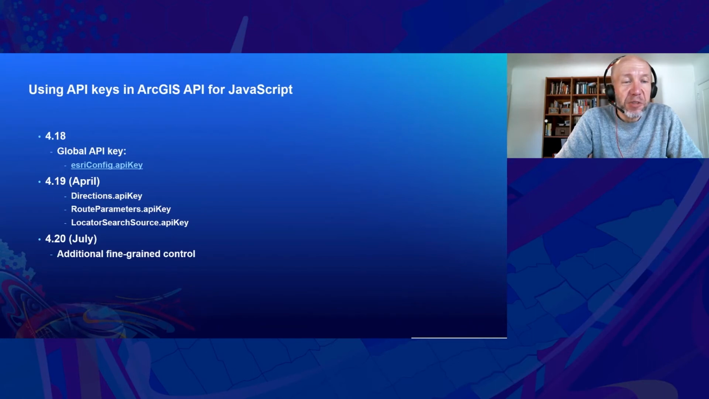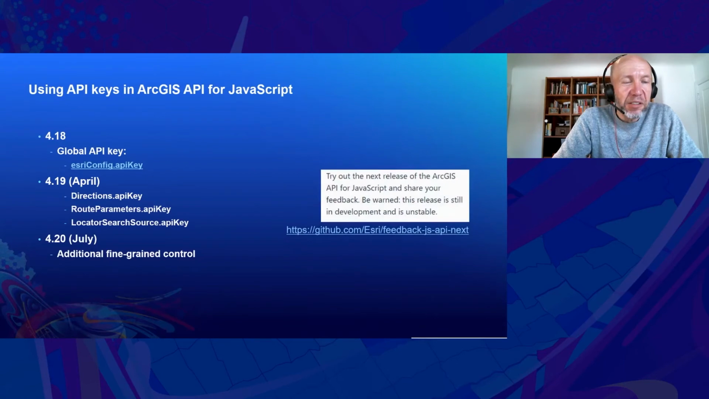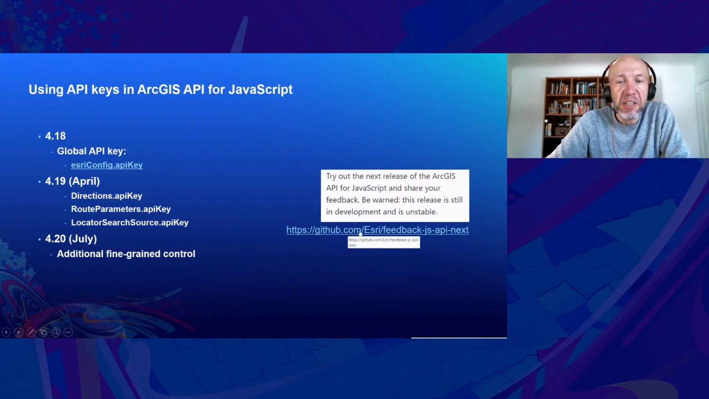And in July, there will be further fine-grained control for setting API keys on views and maps and things like that. Now, while 4.19 hasn't been released yet, I do want to point out that we have a way for you to access and play with it already. And that's our github.com Esri feedback JS API next.